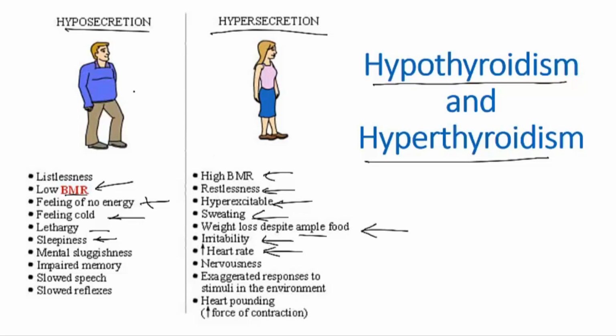Now, chronic hyposecretion or chronic less secretion of thyroid can lead to myxedema, and chronic hypersecretion can be caused by tumors and in case of autoimmune disorders known as Graves' disease, where it in a sense can tell your thyroid glands to produce more and more thyroid hormones.